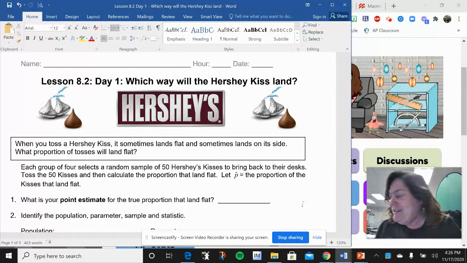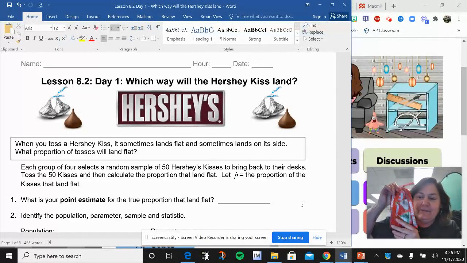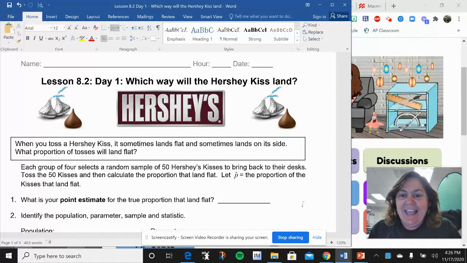When you toss a Hershey Kiss, it's Christmas time, so I found a bag of the Christmassy looking Hershey's. It'll sometimes land on its side, or it could land on its flat end. And so we want to ask, what proportion of tosses will land flat?